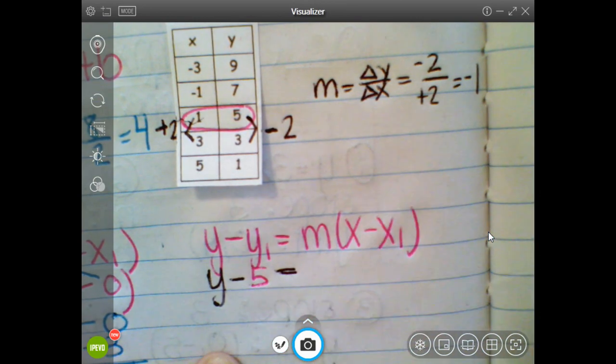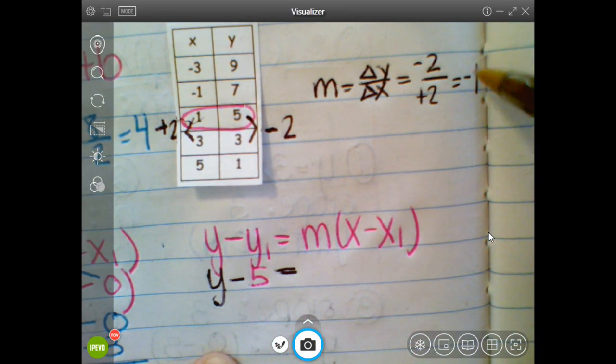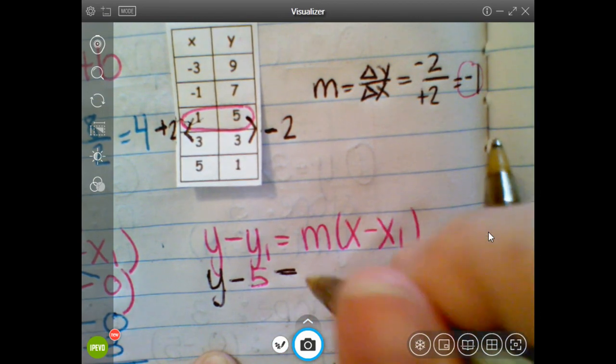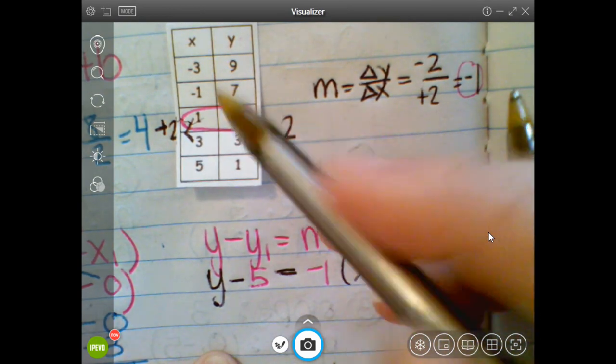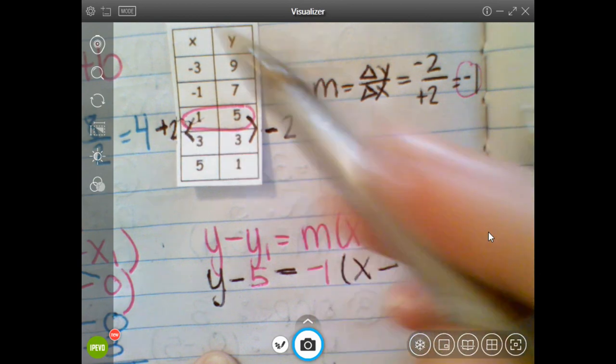Equals, well, what m did we find? We found an m of -1. So a -1 goes here. Then x minus, what's the x value we chose? 1. That's the point we circled.